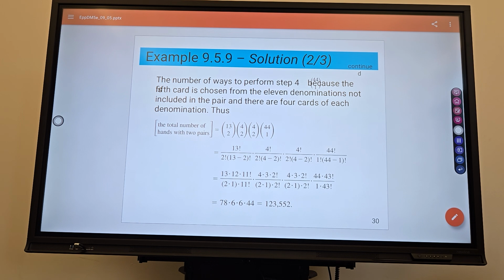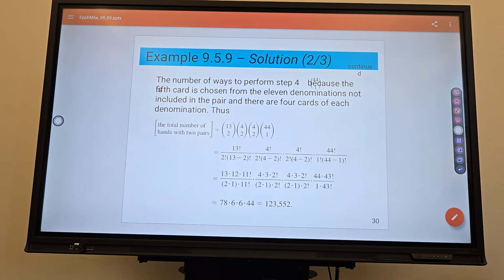So the number of possible combinations, when you multiply it all out, is 123,552 ways you can get 2 pairs in a standard 5-card hand of poker.